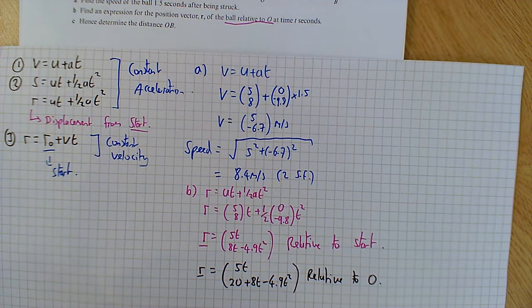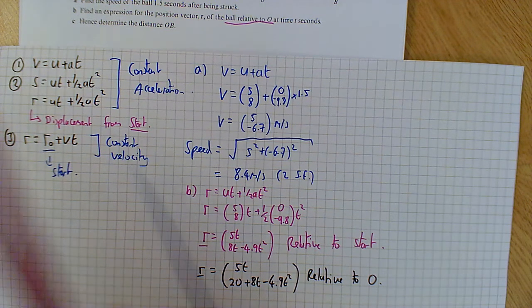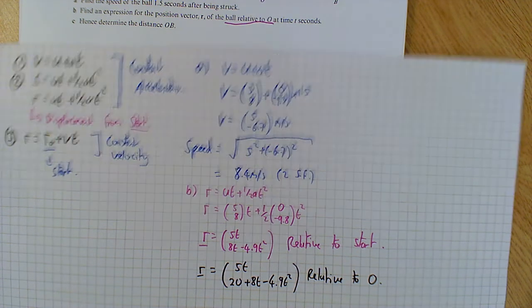Okay, so it's quite confusing there. It's just what we're actually measuring at that point. Are we measuring relative to the start, or are we measuring relative to the origin? It's always relative to the start if you're using this formula, so we've got to adjust for where we started from. Okay, then finally part C.